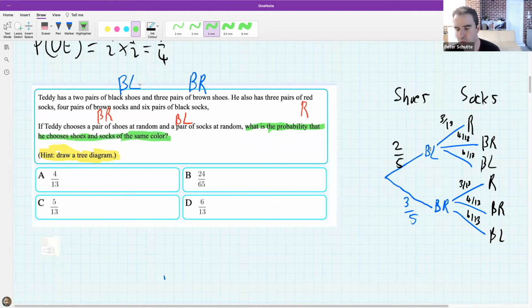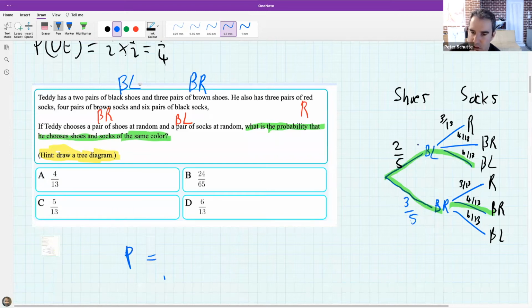So I want you to think to yourself, which branches of the tree will satisfy this probability question? And the branches that I see would be this branch over here, black and black, or this branch over here, brown and brown. Now, in order to know the probability of getting both of these, or essentially either of them, you're going to need to multiply. So for the first one, this branch, the probability is going to be 2/5 times 6/13.